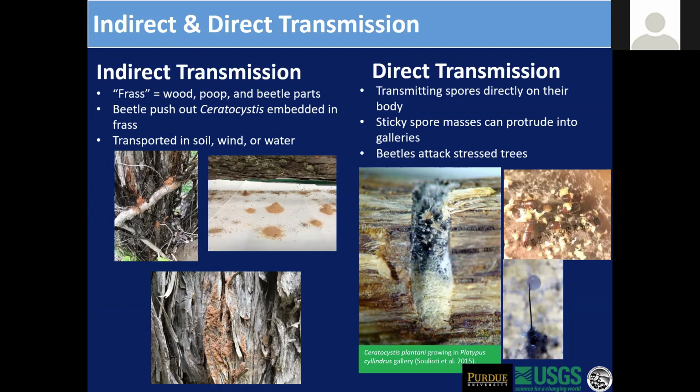Direct transmission refers to the beetles actually moving sticky spores. And let me just show you here. The sexual form of Ceratocystis produces these long perithecial necks and these sticky ascospore masses. And to show you just how sticky they are, these are a bunch of beetles in a culture of Ceratocystis, and you can see all these ascospore masses stuck on their bodies.